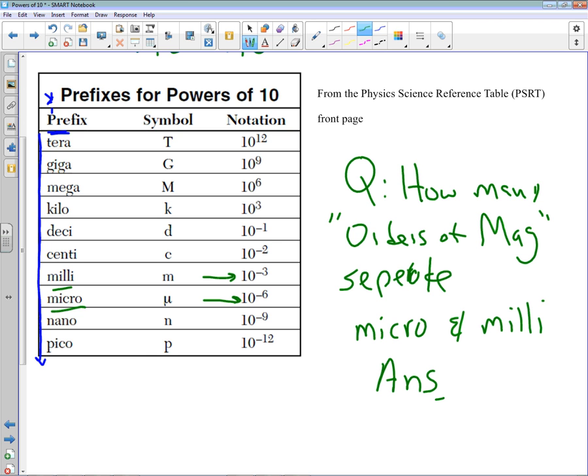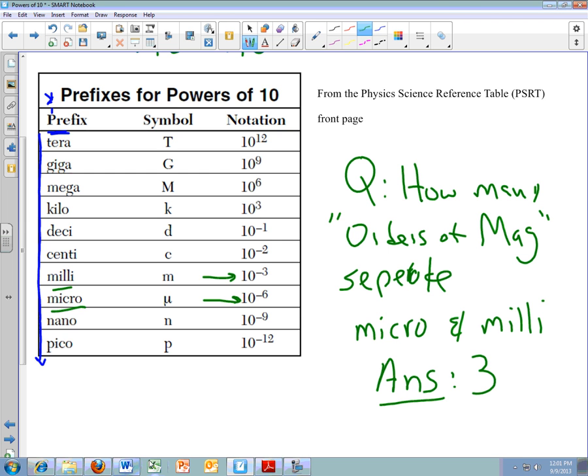What do you think? Pause the video, take a shot at it before I tell you. Did you pause it? Hopefully you did, because here's the answer. It's 3. 3 orders of magnitude separate them. 3 powers of 10. We can count down from minus 3 to minus 4, minus 5, minus 6. So 3 orders of magnitude or powers of 10 separate those two.